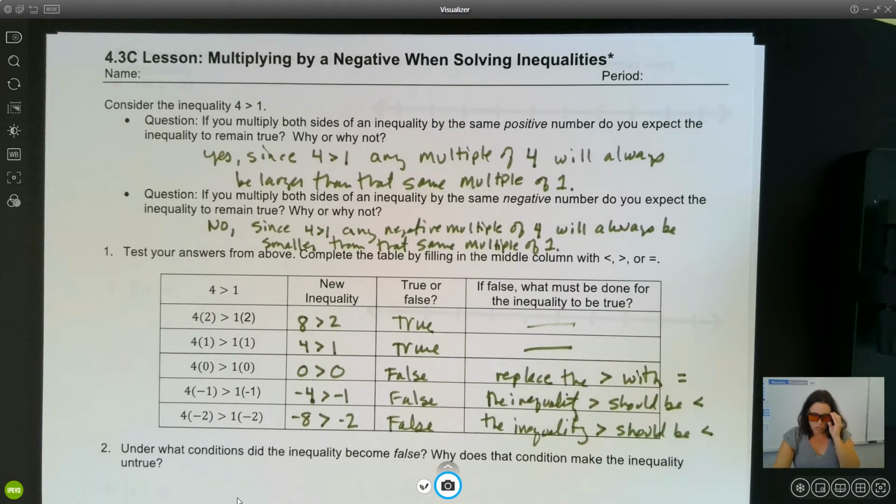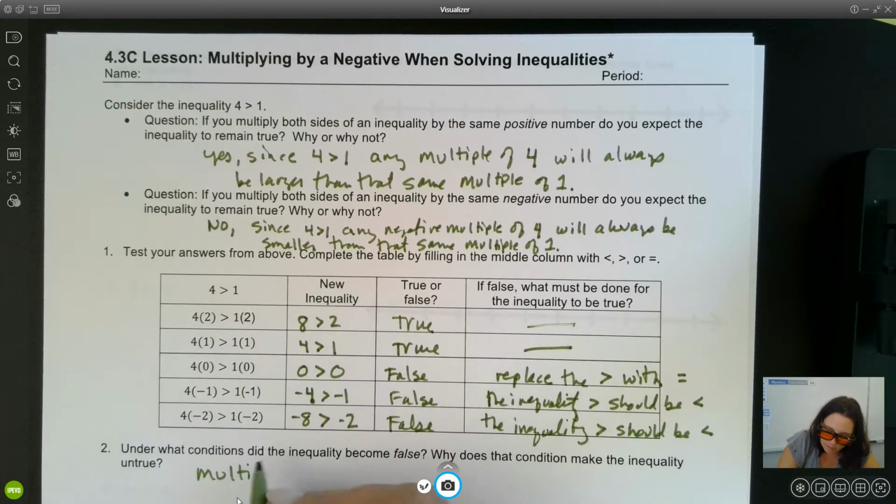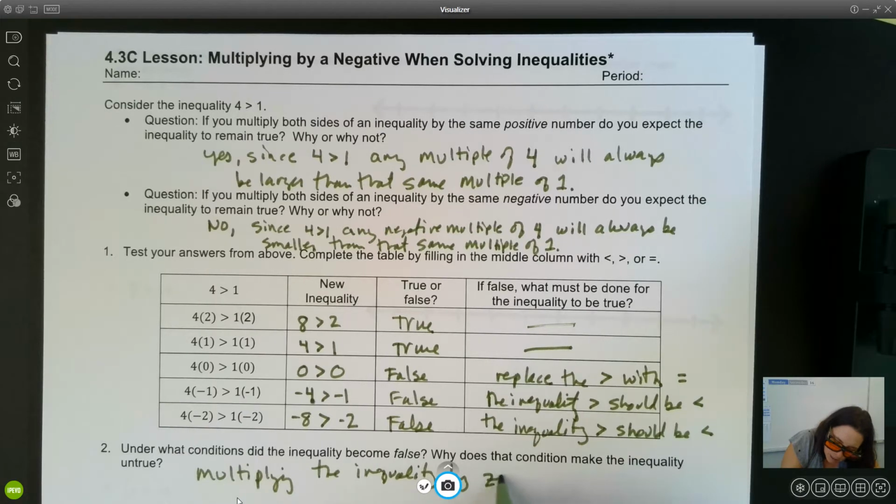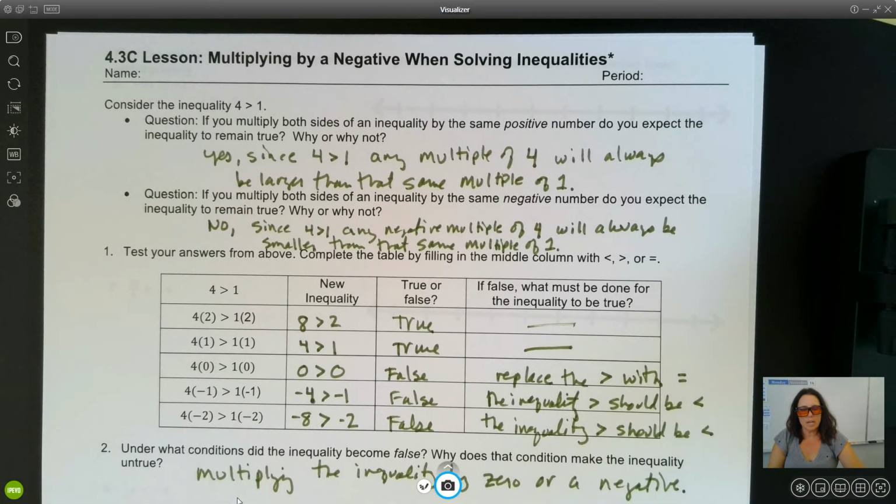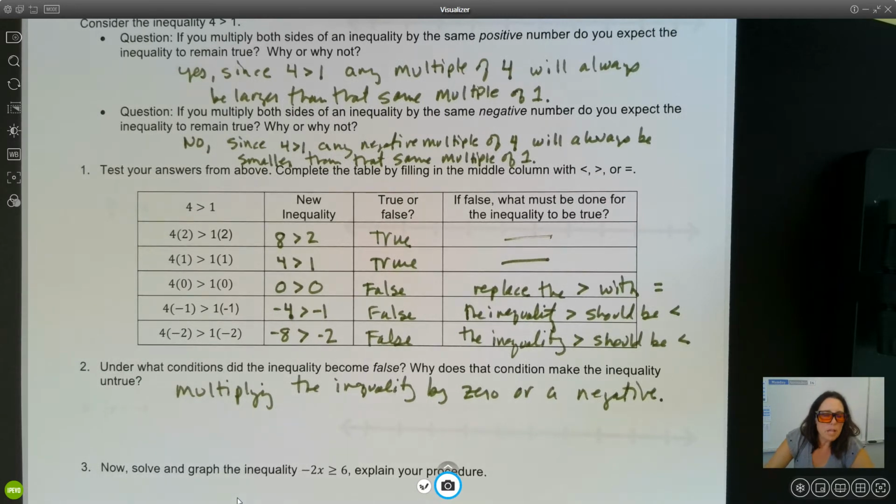Okay, so number 2, under what conditions did the inequality become false? Multiplying the inequality by 0 or a negative. Or you could say multiplying by anything but a positive number. Multiplying by anything but a positive number makes the inequality untrue.